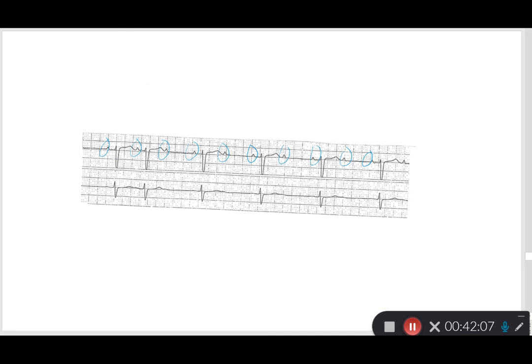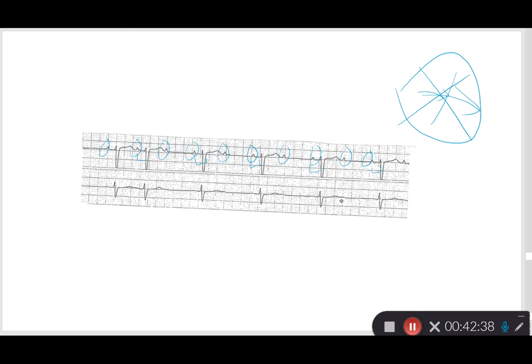I do have more P's than QRS's, and when the QRS does follow the P wave, my PR interval maintains the same. So we can see that every PR interval here is the same, meaning there's still some relationship between the atria and the ventricles. So what's happening here is my signal is trying to go down here, and it gets blocked for some reason, but then the second one is making it through. So this is a second degree type 2 heart block.